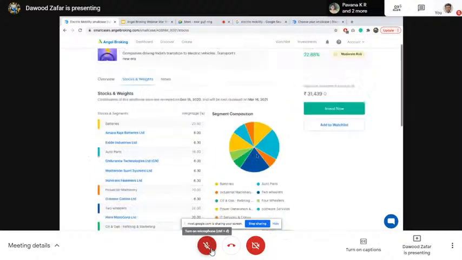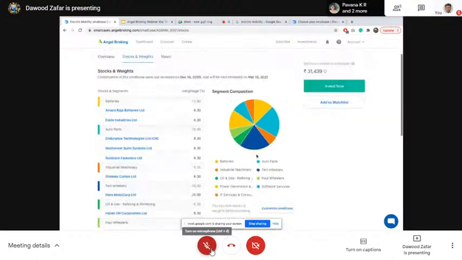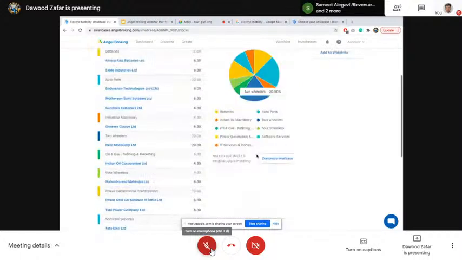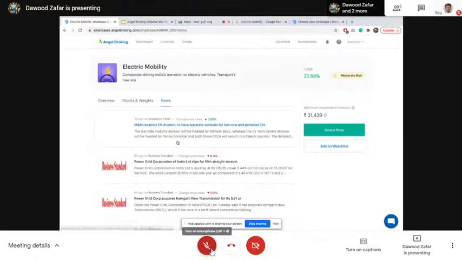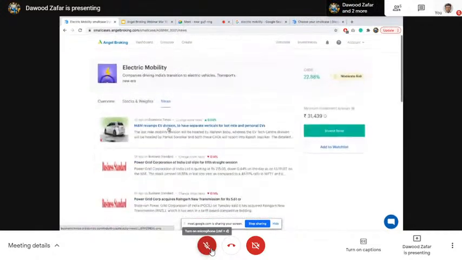Apart from this, let me just invest and show. After that, I'll show one more interesting factor about the customization. This is also a very important part. Like this, you'll be able to see the news as well if you want to read more before investing in this small case.